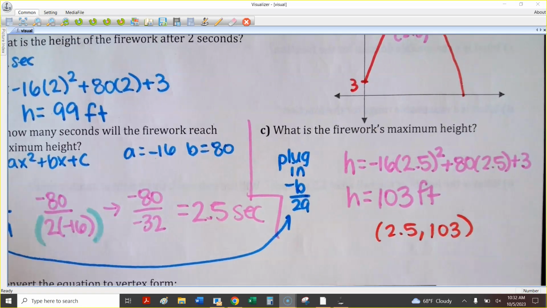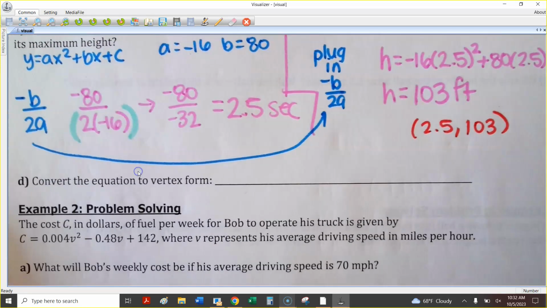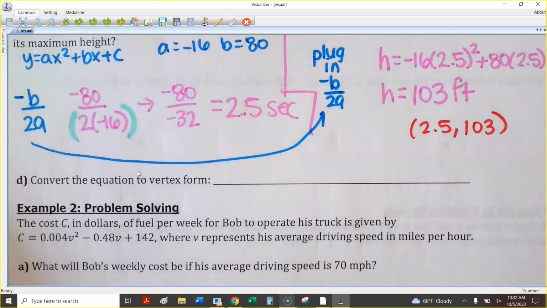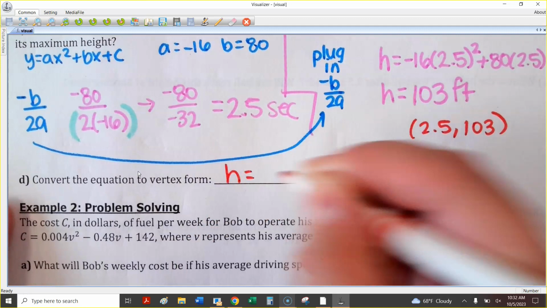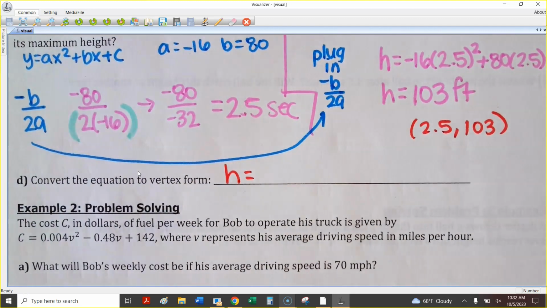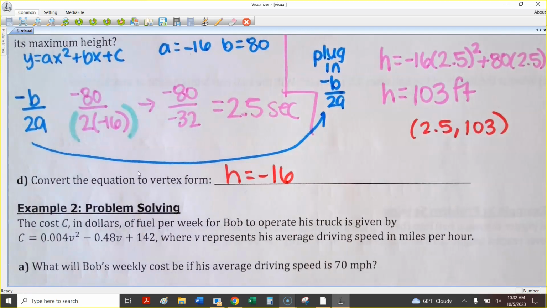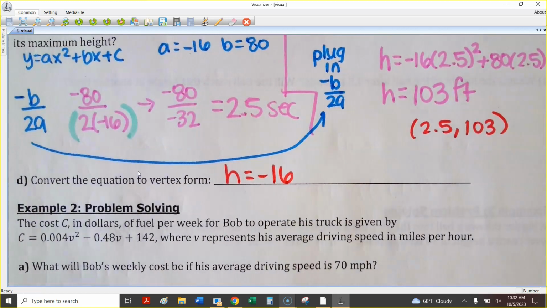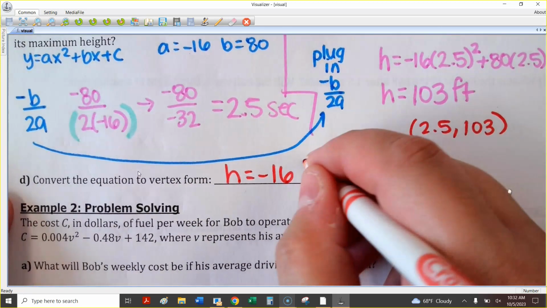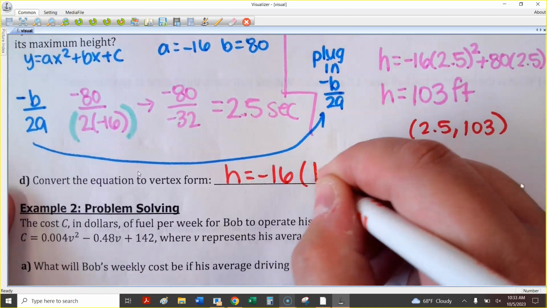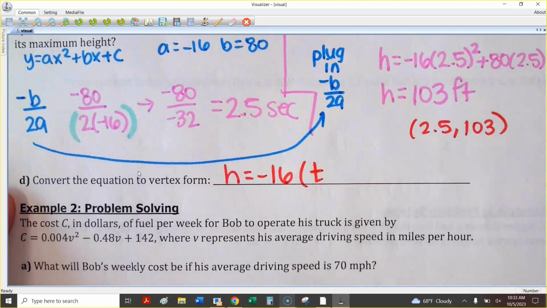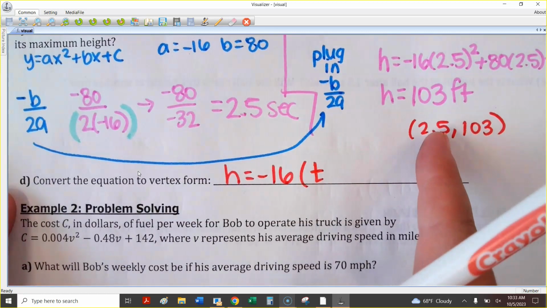Right underneath here, it just asks you to write the standard form we had at the top in vertex form. So does anybody know what the A value should be in vertex form? It's the same, it's -16. So if you have a standard form equation, just grab your exact same A value. We're gonna put that in front of some parentheses. I'm just using H and T instead of X and Y to match the equation here. So T, it's minus the X coordinate of the vertex. So the X coordinate here looks like positive 2.5.